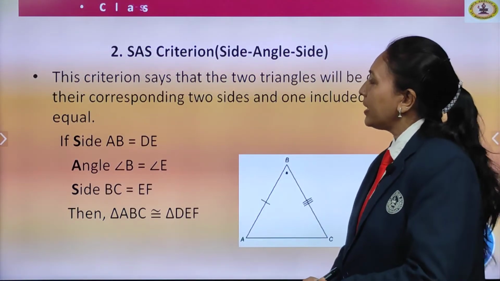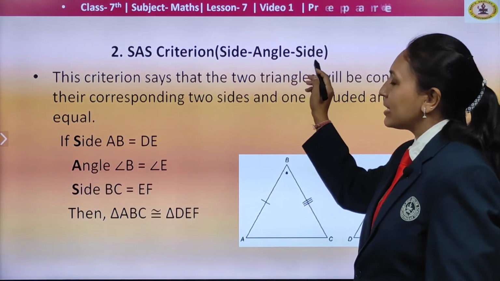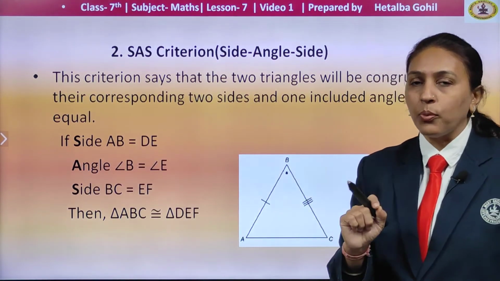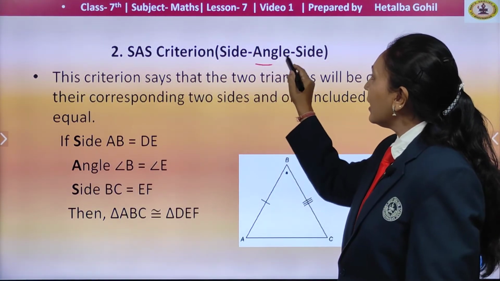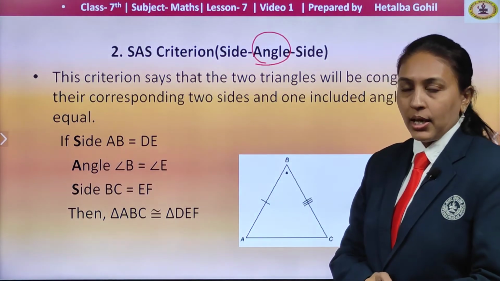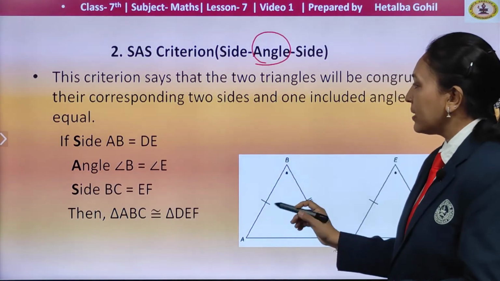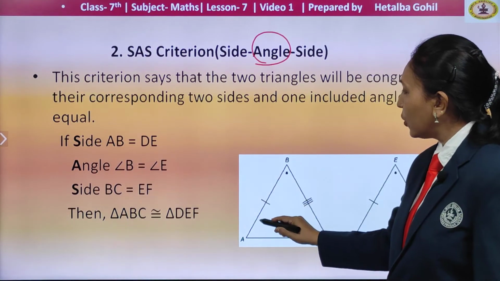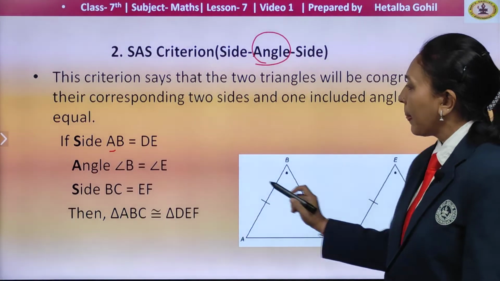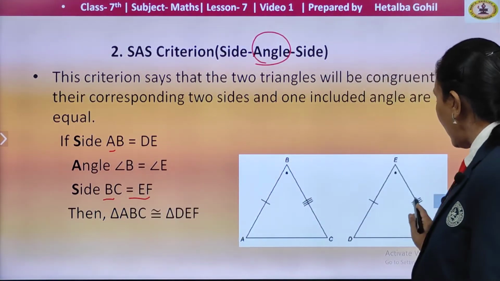Then the second criteria we have here is SAS, that is side, angle and side. Here children, one thing to understand and remember very well, that the angle here should be the included angle of the two sides. You cannot take any other angle, that is opposite angle also. For example, you can see here, suppose these are the two sides I have taken, the side AB and DE. Then another side I have taken is BC and EF, that means this side and this side.